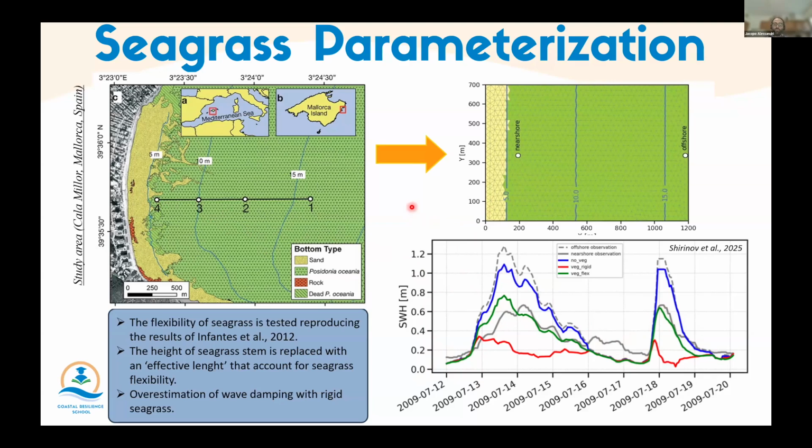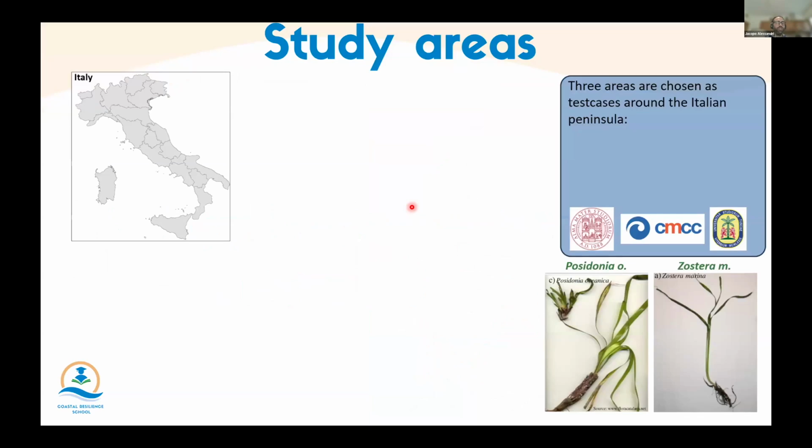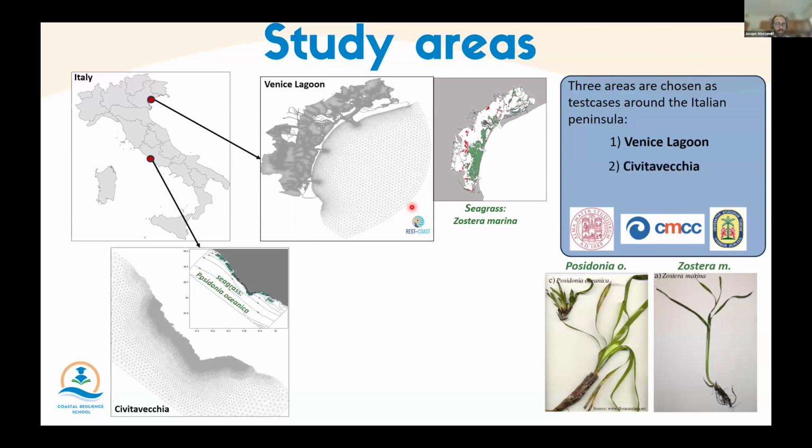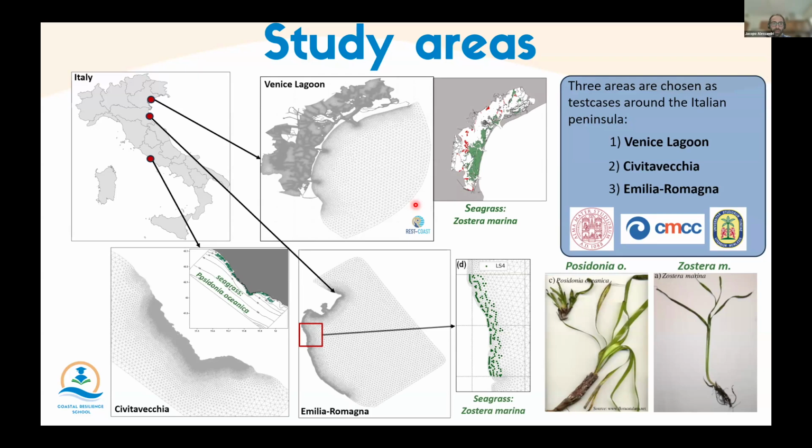And so the next step was to apply the digital twin to our real coastal settings. So we chose 3 areas around the Italian peninsula. One is the Venice Lagoon, Civitavecchia in the Tyrrhenian Sea, and Emilia-Romagna in the Northern Adriatic Sea. Where available, we use the data of seagrass distribution, like here in Venice and here in Civitavecchia, where we have different kinds of seagrass. For instance, in Venice we have Zostera marina, while in Civitavecchia we have Posidonia oceanica.